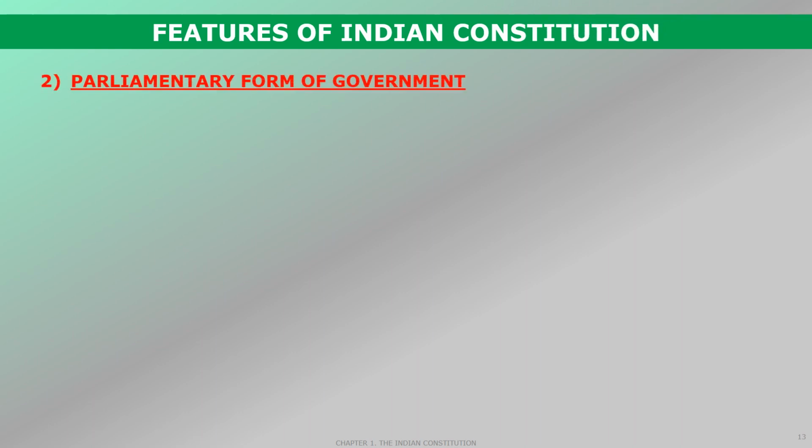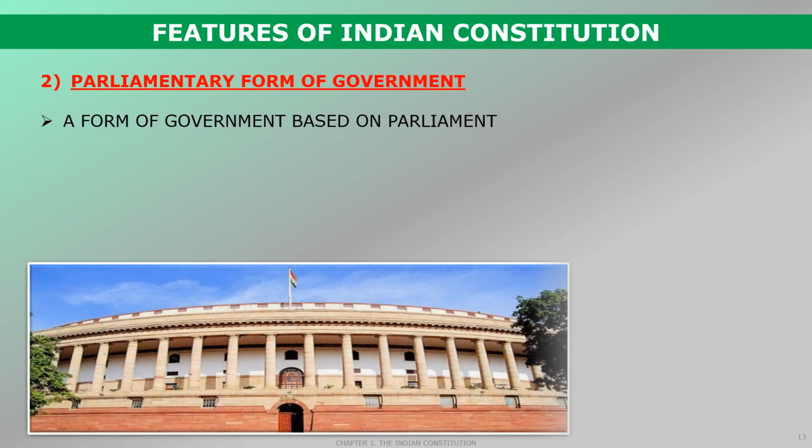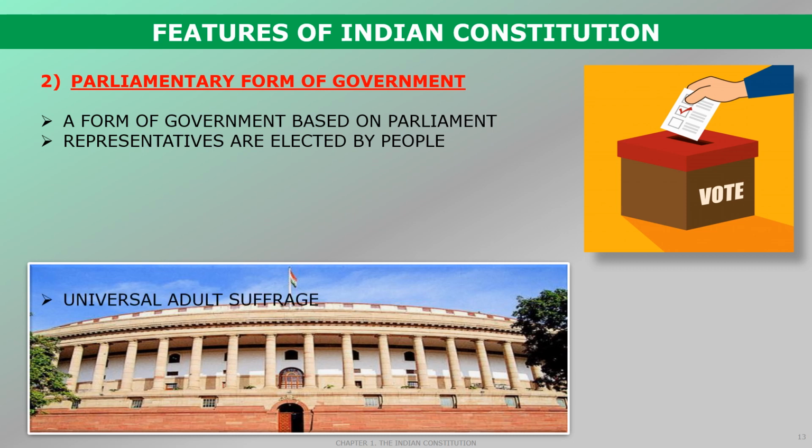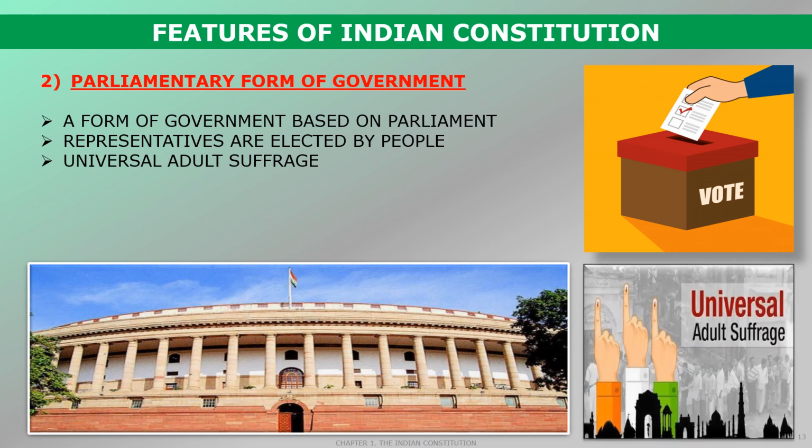Parliamentary form of government. It is a form of government based on parliament. Here, the representatives are elected by the people. There is the provision of universal adult suffrage, in which all men and women have the right to cast a vote from 18 years and above, irrespective of caste, class, gender, place of birth, societal status, etc.